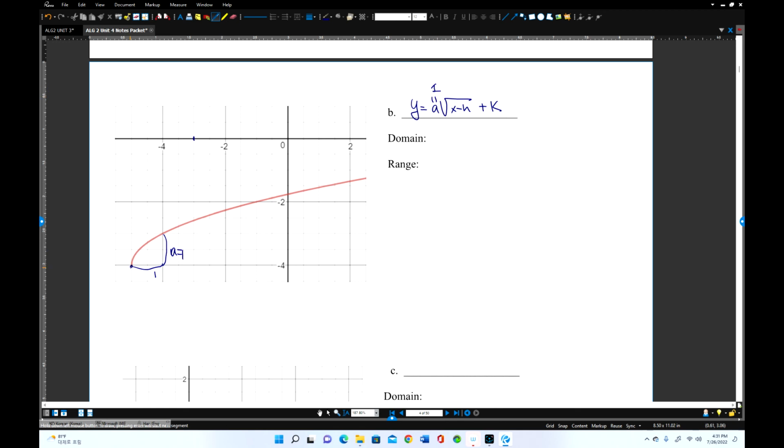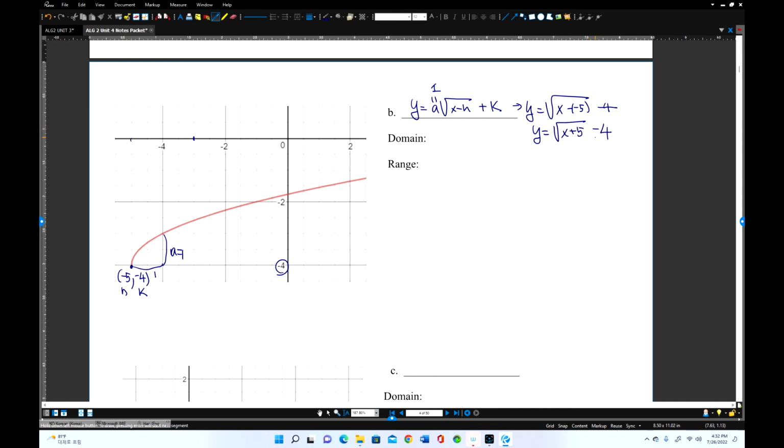And this vertex, what is that? Negative 5, okay? When x equals negative 5, y is negative 4. So h equals negative 5, k equals negative 4, right? That is our starting point. Now put this number h and k in there. So y equals how much? y equals the square root of x minus negative 5, plus k, which is minus 4. So y equals the square root of x plus 5, minus 4.